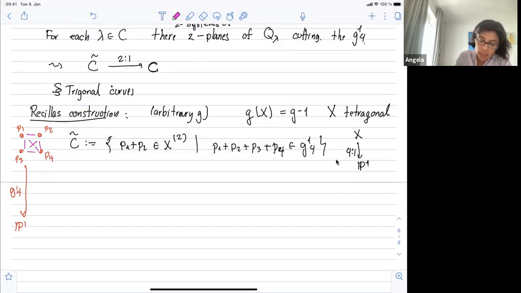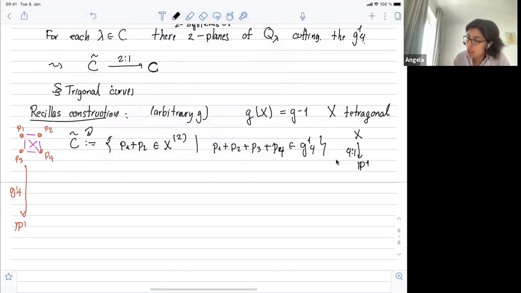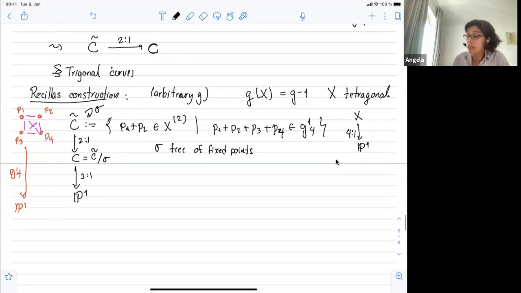But it comes also with the natural involution, namely the P1, P2 points, you map to the other two. So it comes with an involution that I call sigma. It's not iota anymore. Sigma, natural involution. And the quotient of this, we call it C. So this is 2 to 1. This is without fixed points. Sigma is free of fixed points, so it's étale. And this is 3 to 1. So you get naturally a trigonal curve C.